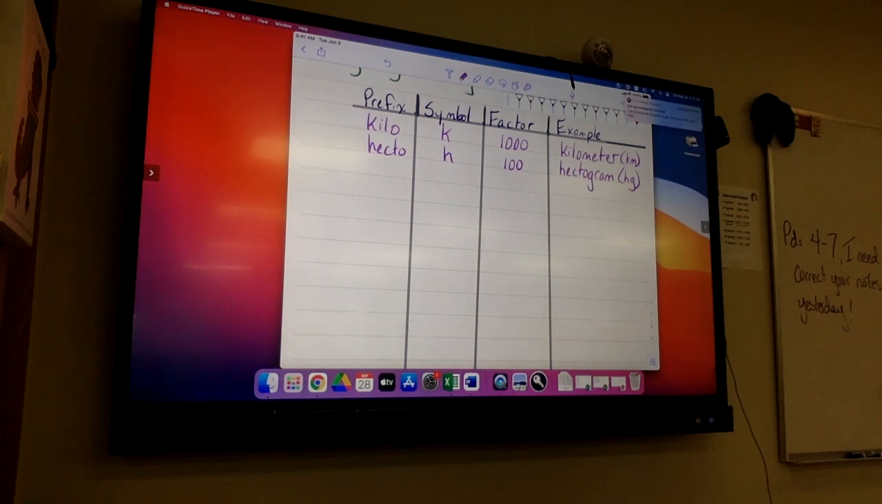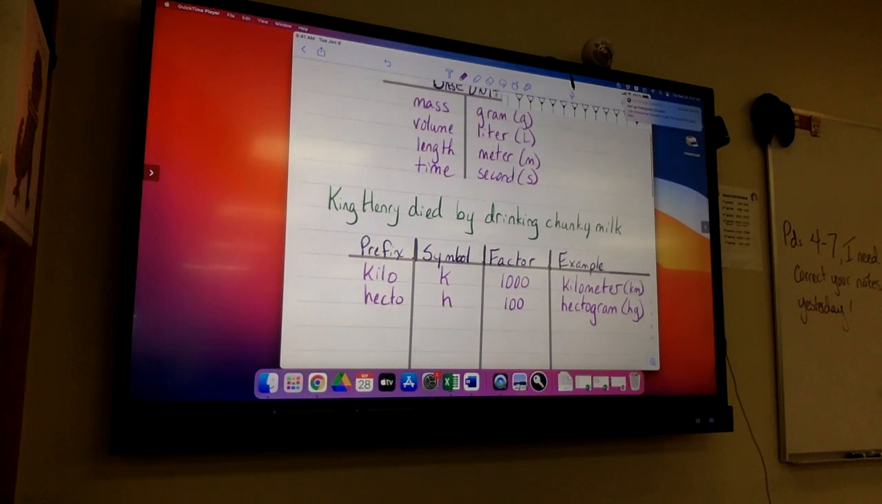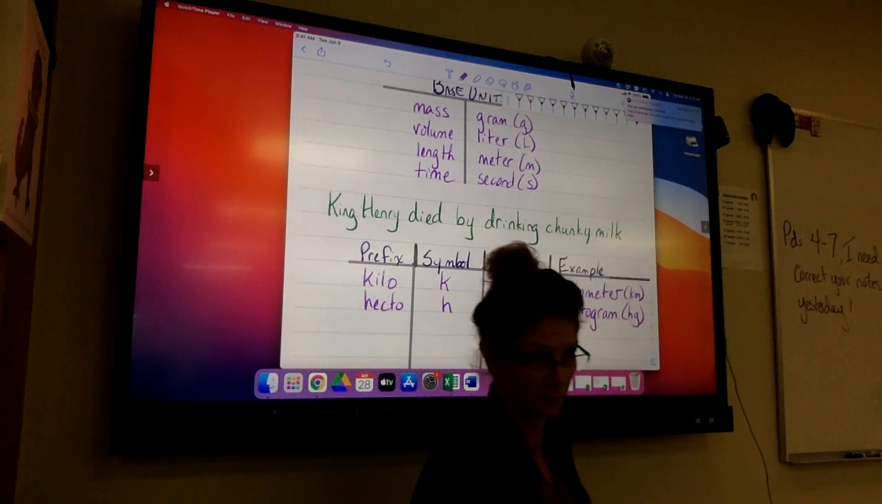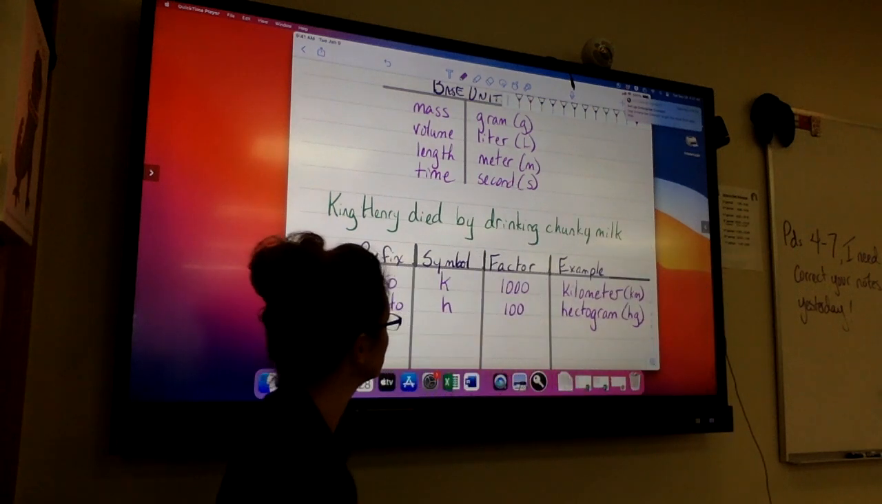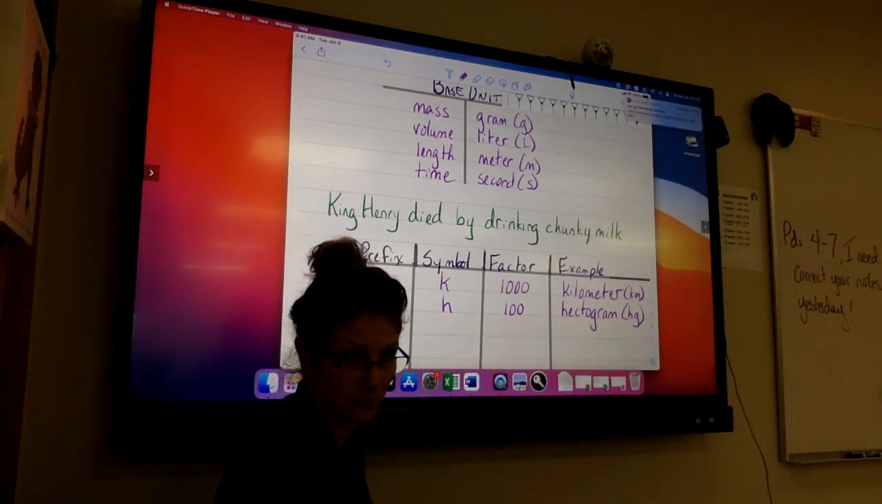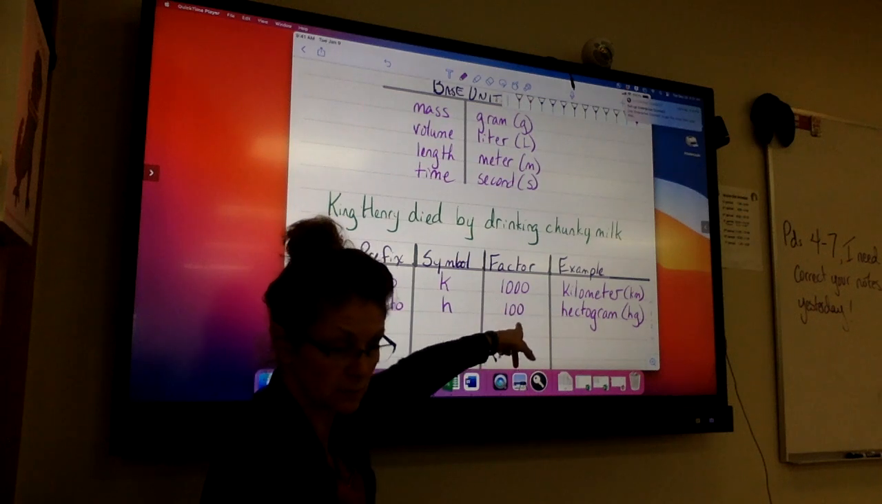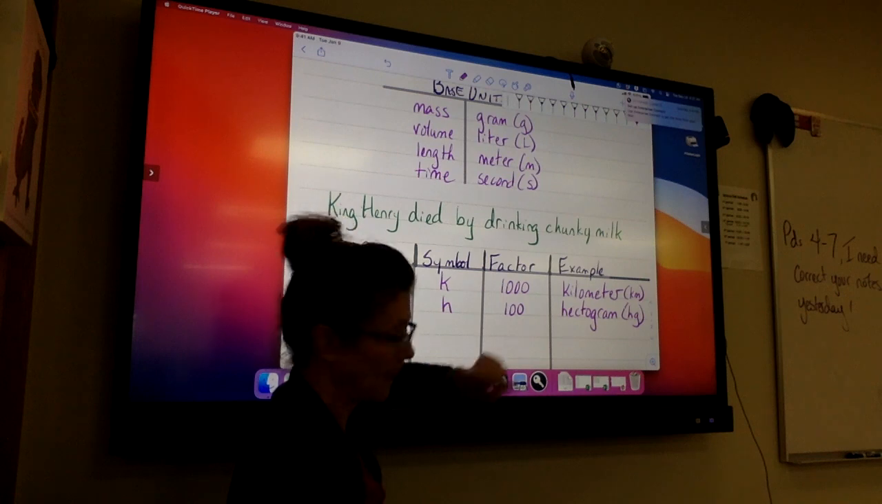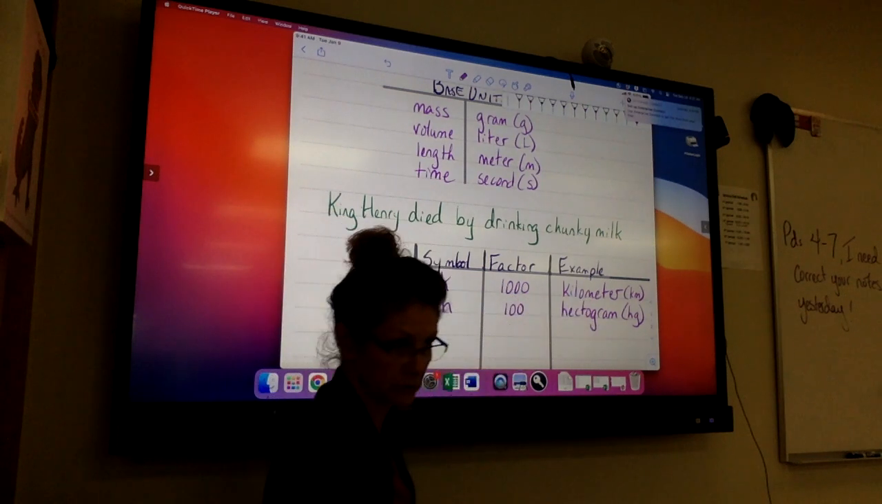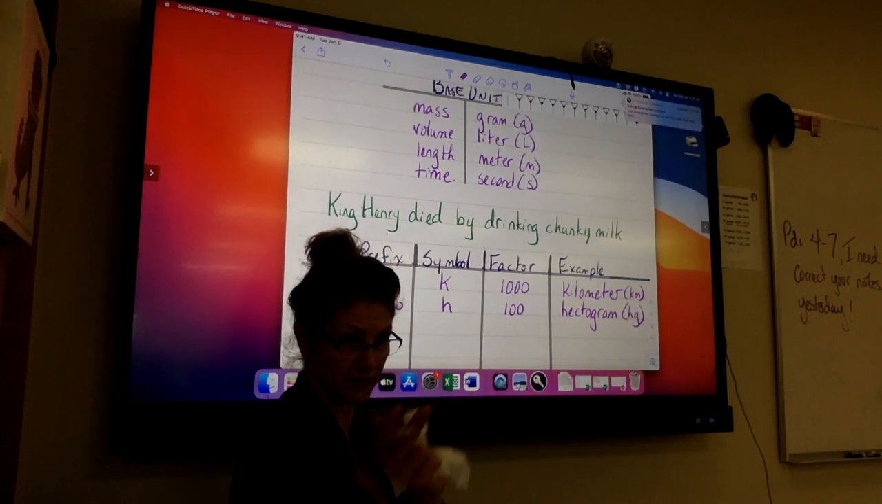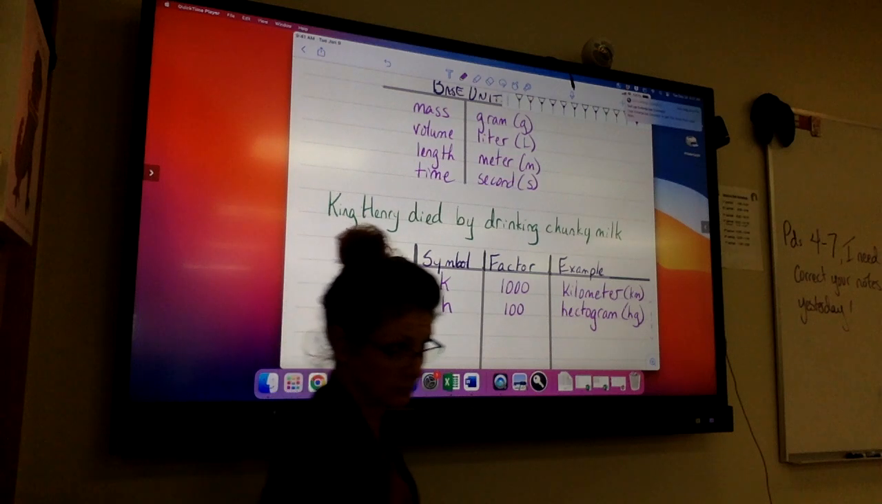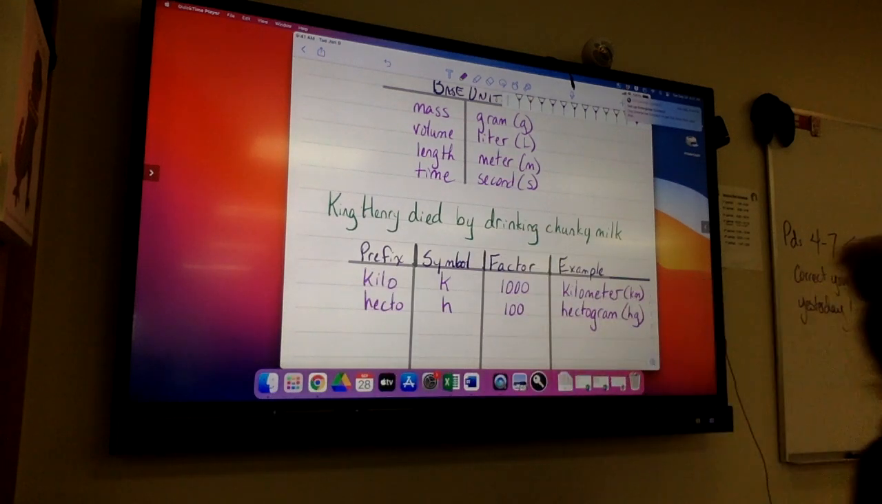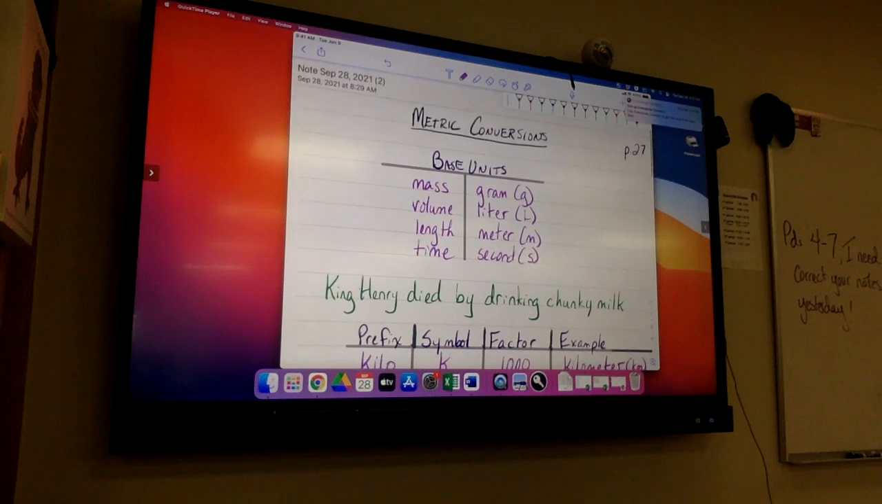Hectogram. So how much is a hectogram? Have you figured out what factor means yet? How much is a hectogram? 100 grams. Good. How much is a kilometer? 1,000 meters. Do you see how the prefix tells you how many? Yeah? All right, let's do, let's see, King Henry died.